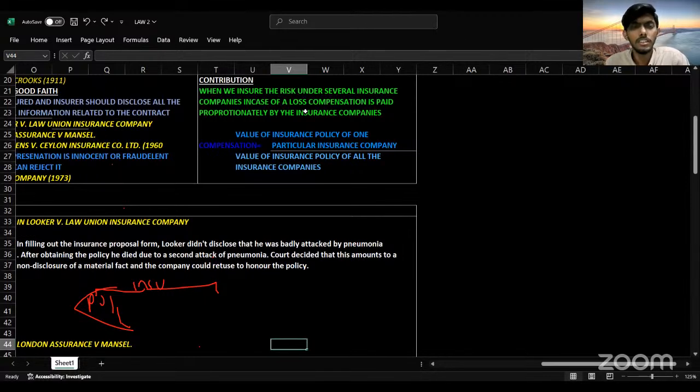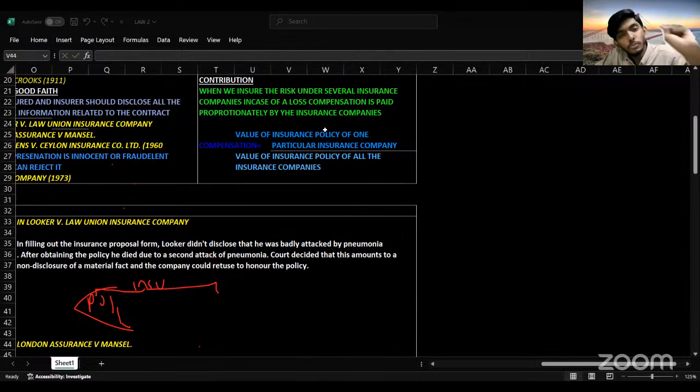Contribution. What is contribution? The contribution principle is there, and it's used in scenarios where a double insurance policy is applicable. What is applicable? A double insurance policy is applicable. So all of a sudden you might be wondering, sir, what is double insurance?